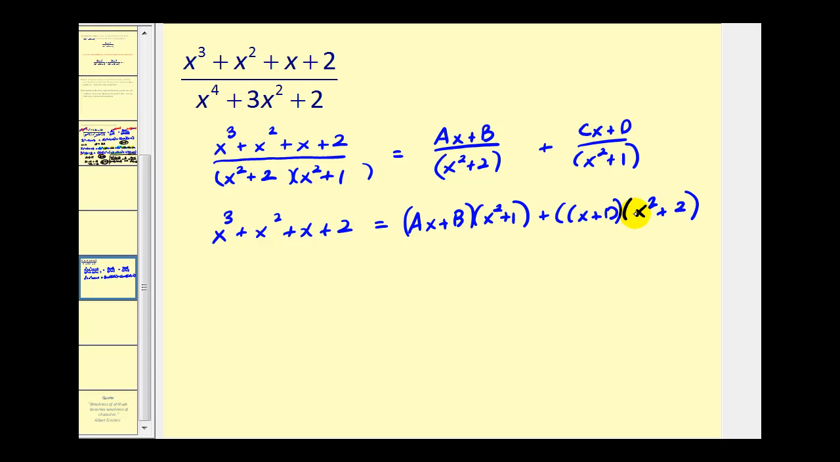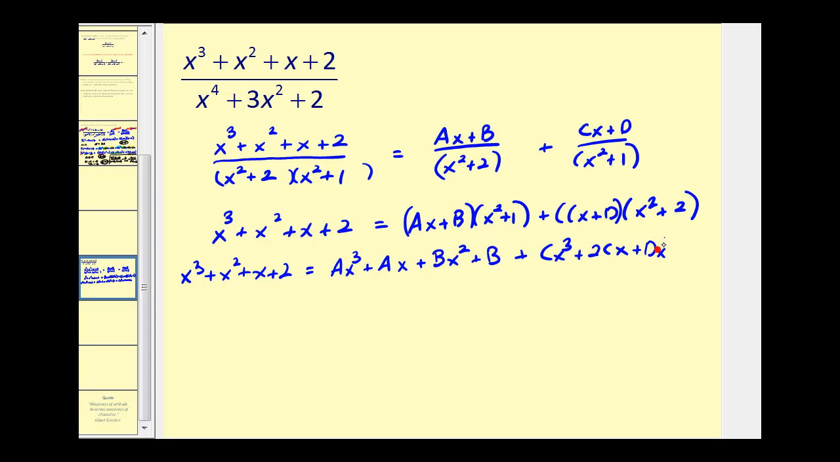Since we don't have any linear factors here, we are going to have to multiply all this out on the right side and then combine the like terms. So we'd have ax cubed plus ax plus bx squared plus b plus cx cubed plus 2cx plus dx squared and then plus 2d. Let's go ahead and color code the like terms.